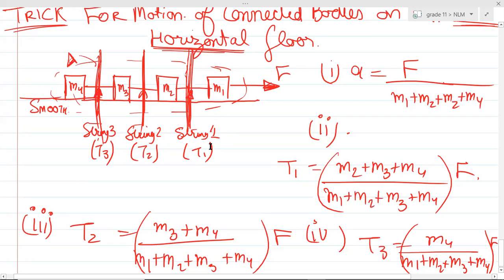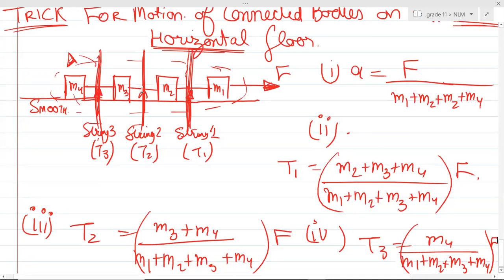Just for example, string 1. Which blocks is the string pulling? Guys, tell me, which blocks is string 1 pulling? Is string 1 pulling M2 plus M3 plus M4? Yes or no? Is string 1 pulling the weight of all these three blocks, M2, M3 and M4? Yes, sir. So string 1 is pulling M2, M3, M4. So we wrote in the numerator M2, M3, M4 and just multiplied with F and this.